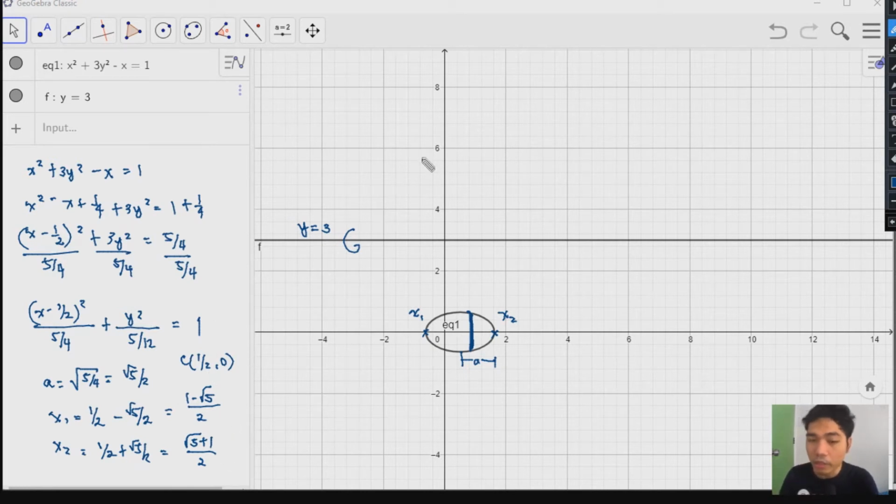So therefore, if the element here is vertical and it is perpendicular with our axis of revolution at y is equal to 3, then we could use the formula V is equal to pi integral from a to b of the r of x, squared, dx.